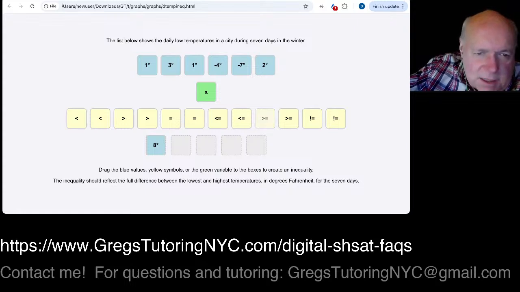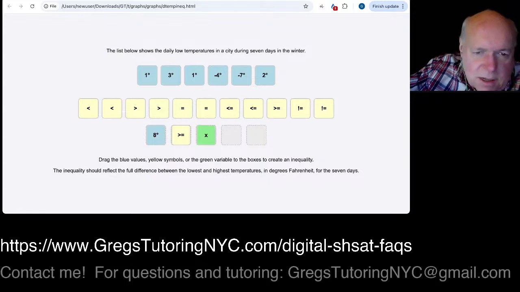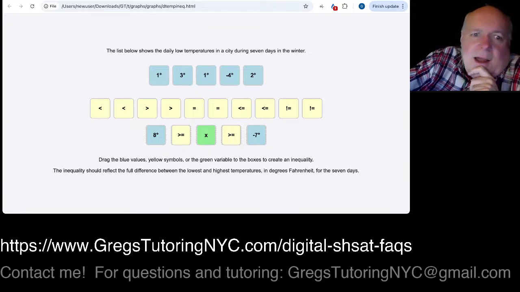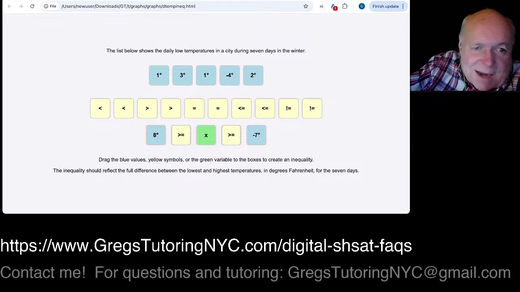X is our variable in the middle, right? And that also is going to be greater than or equal to the smallest number. So the smallest number is the -7, right? If you make a mistake, you just go back and fix it. So again, this is a completely different way. And it's almost fun to be solving this kind of question. All right, so there's that.